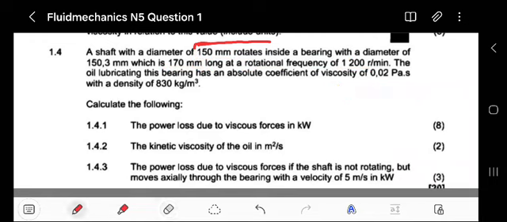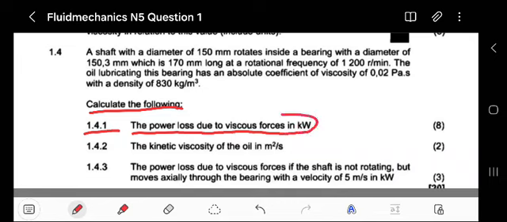Then the content says the oil lubricating the bearing has an absolute coefficient of viscosity of 0.02 pascal-seconds with a density of 830 kg per cubic meter. So here it says 1.1.4, determine what? Calculate the power loss due to viscous force in kilowatts. So okay, let's check how we can approach this, guys.